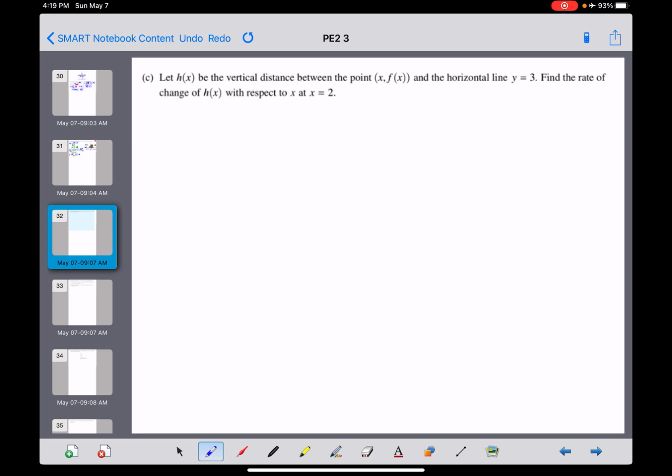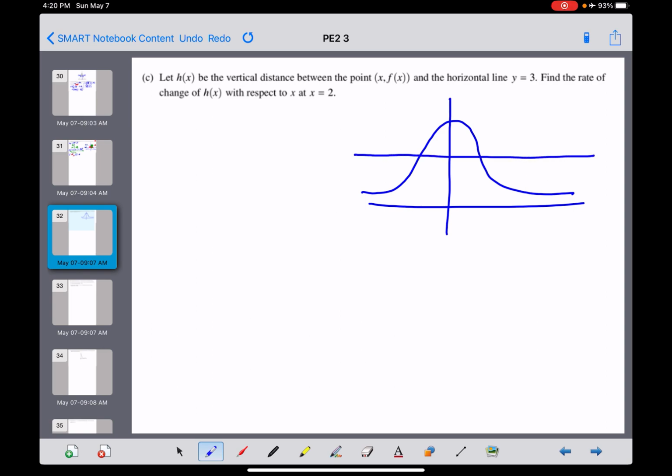So let h of x be the vertical distance between the point x, f of x, and let's remember that f of x was that curved function we were dealing with, and then the horizontal line y equals 3. So h of x is the vertical distance between the two of them. That little red mark right there represents h of x. Then find the rate of change of h of x with respect to x at x equals 2. Now that location made something interesting, and I'll tell you guys where I made a mistake on this question the first time I went through it.